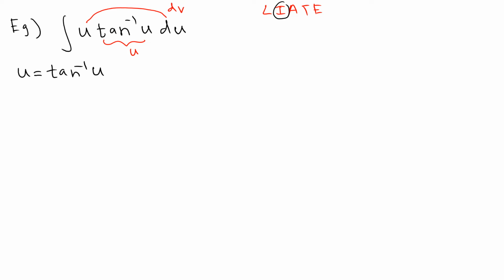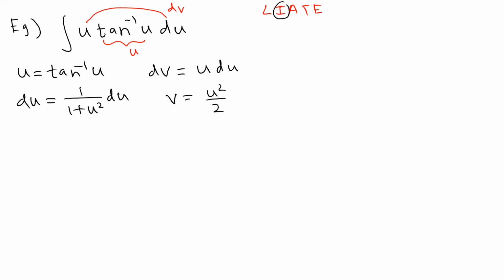So that means dv in this case is u du. Again, they have different meanings. So just do the same thing as before. Take the derivative of tan inverse, which is going to be 1 over 1 plus u squared, in this case du. So be careful, the two different meanings. And then if you take the integral, you can see v equals u squared over 2. We don't add the c.